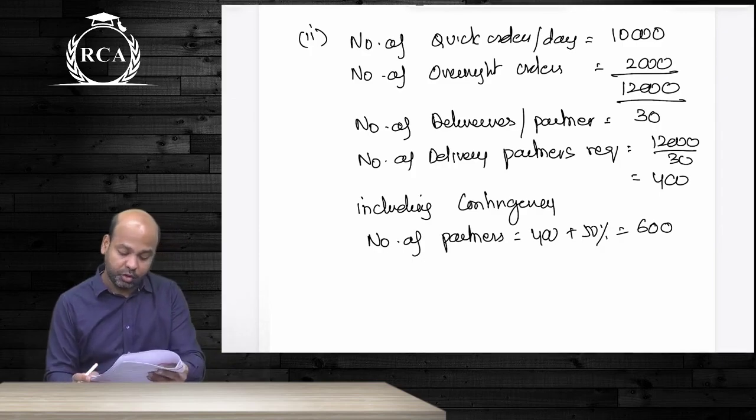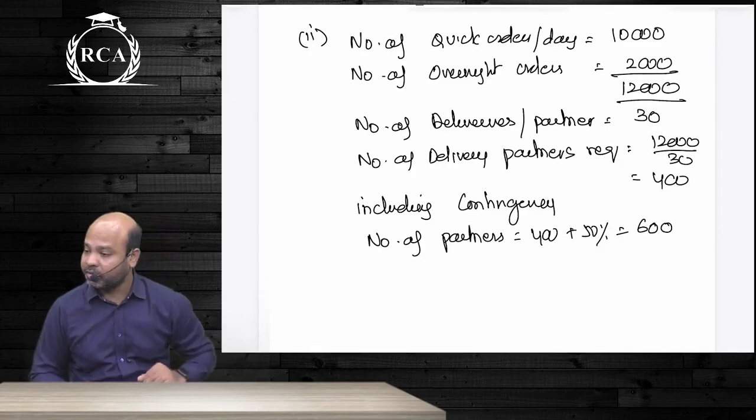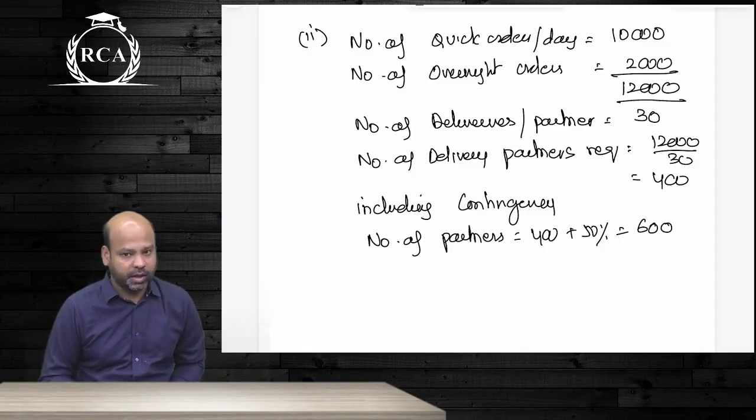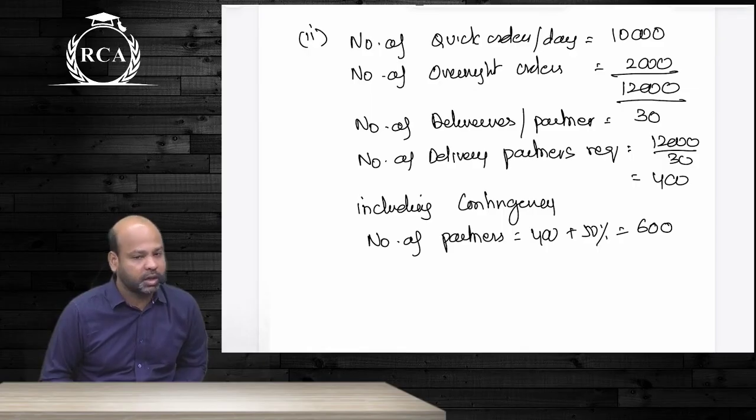Now, for the third, fourth and fifth bit, you will have to do the full cash flow. Without that, you're not going to get the answer. For the third bit, fourth bit, and the fifth bit, you will have to present the entire cash flow.